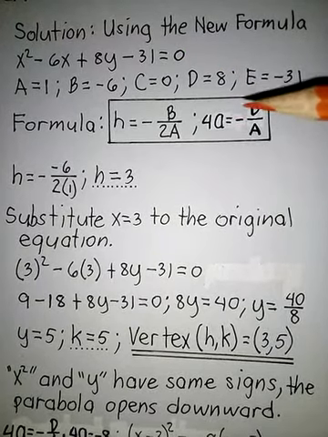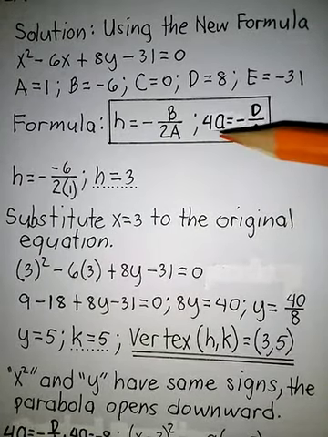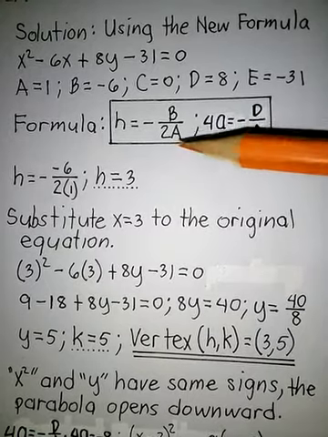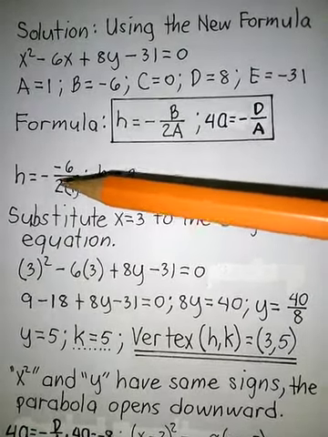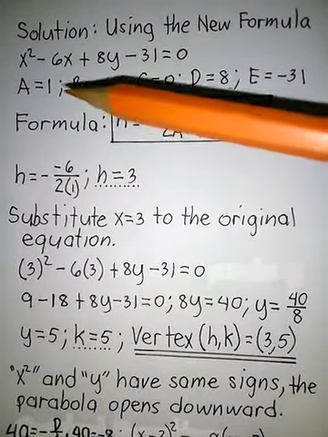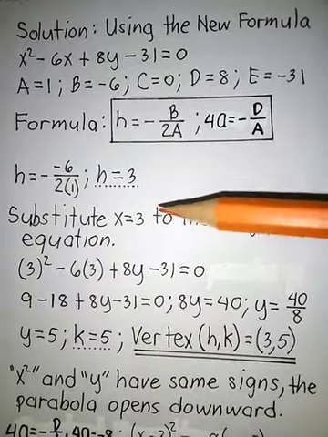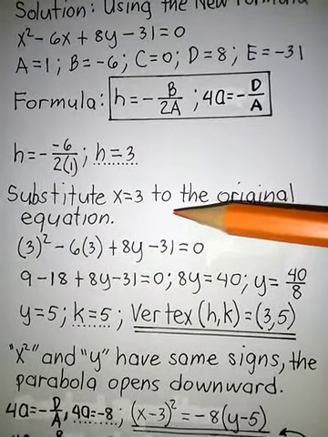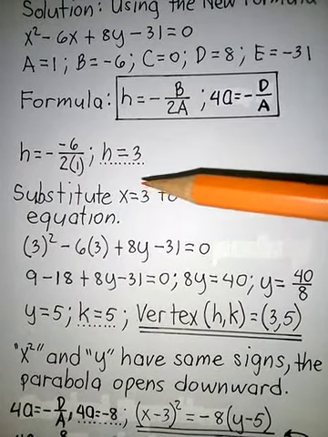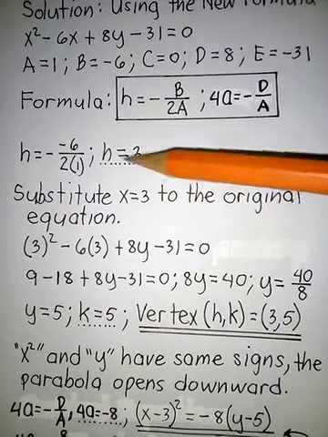So, we will use the formula h is equal to negative b over 2a and 4a is equal to negative d over a. So, h is equal to negative, our b is negative 6, over 2 times our a, which is 1. Simplifying this, we get h is equal to 3. Now, substitute x is equal to 3 into the original equation, since x and h are equal.